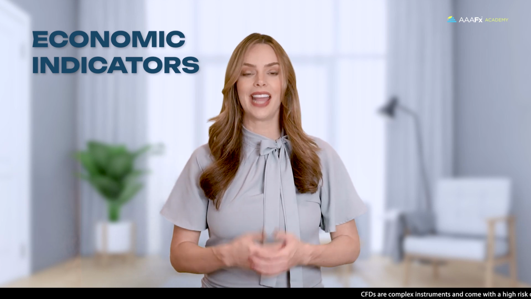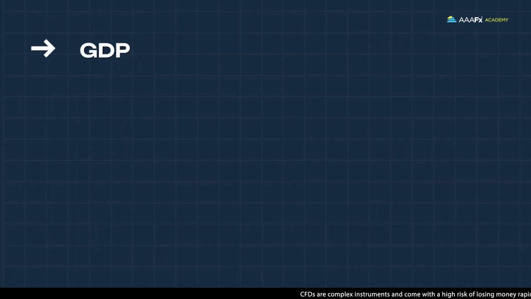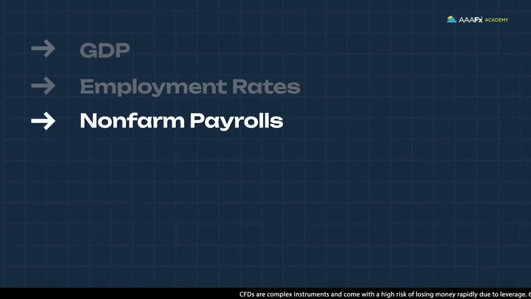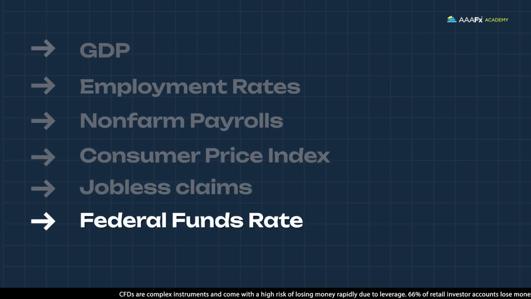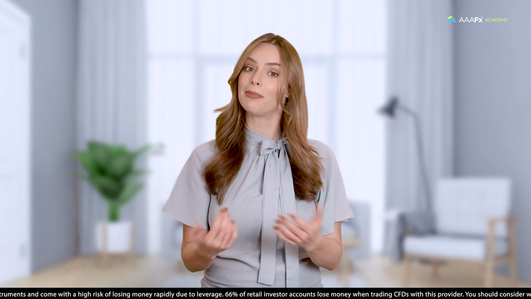Here are the factors that affect supply and demand. First, economic indicators. Economic indicators like GDP, employment rates, non-farm payrolls, consumer price index, jobless claims, federal fund rates, and inflation affect a country's currency value. If a country's economy is doing well, its currency is in demand.